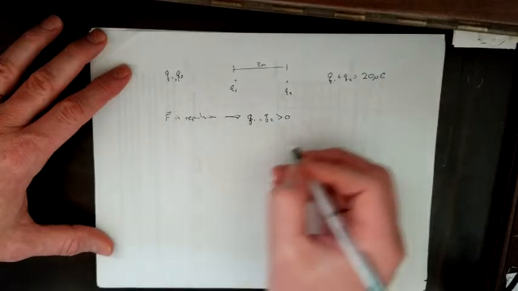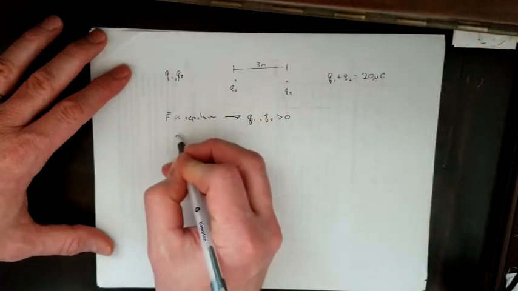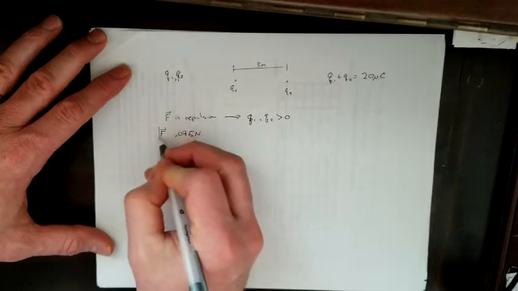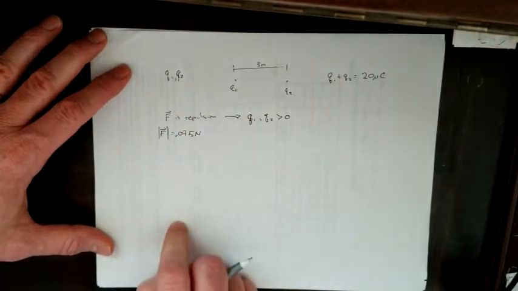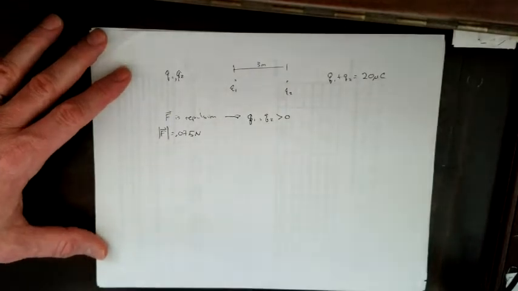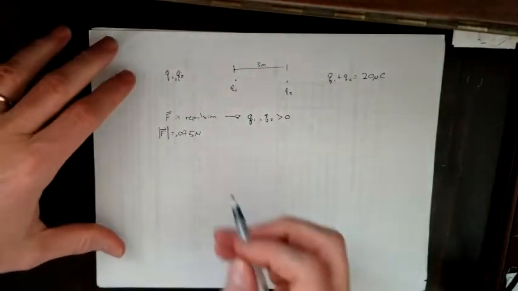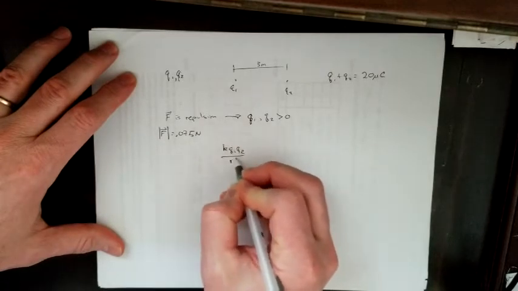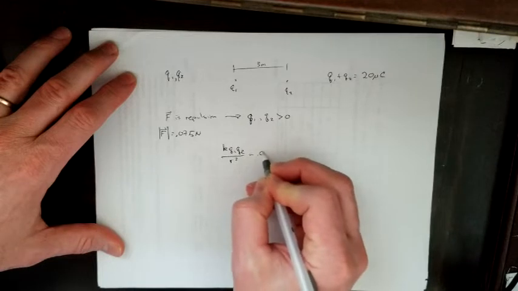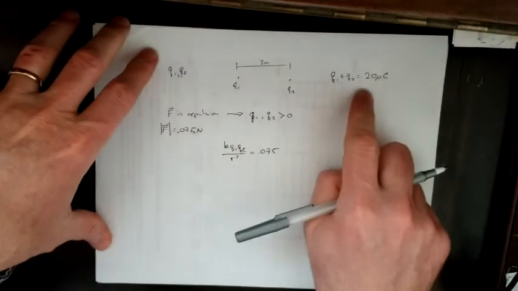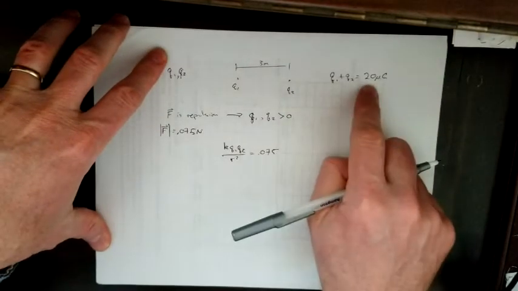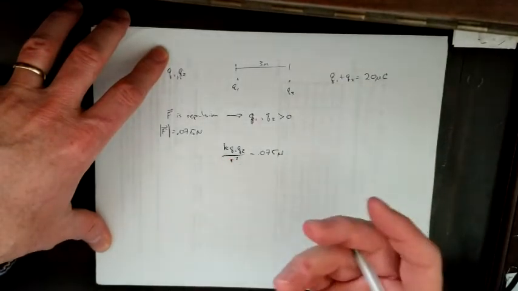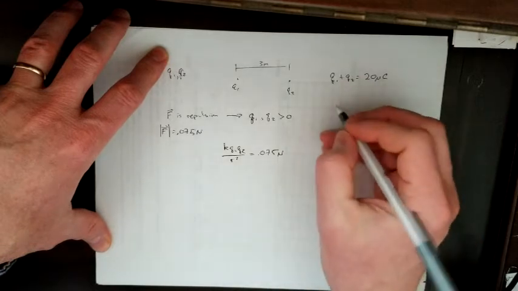If the force is 0.075 newtons, if that's the magnitude of the force, and we already know it's repulsion, what are the two charges? And so this is a matter of setting it up. I know that the force, K Q1 Q2 over R squared, is equal to 0.075 newtons. And the sum is 20 microcoulombs. We can go through, and it's a matter of two equations, two unknowns from this right here.